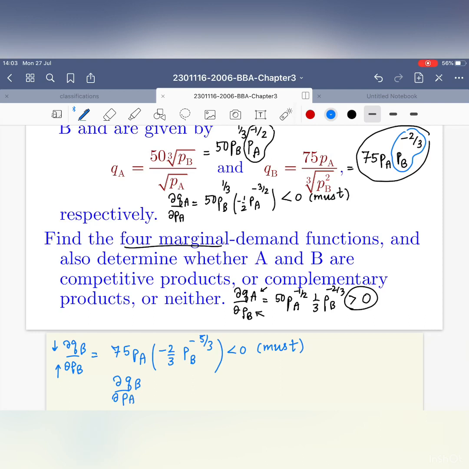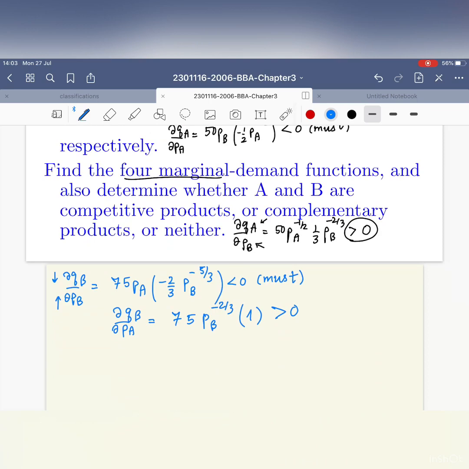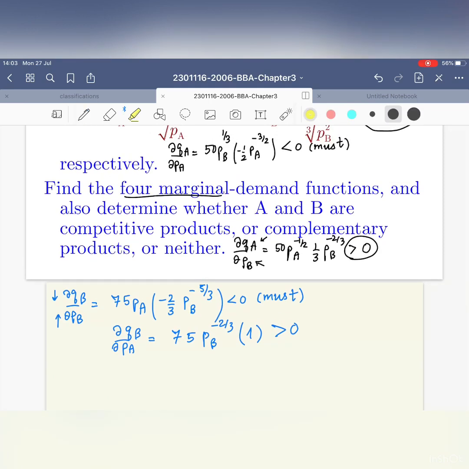How about your derivative with respect to another price PA? So here is PA, so your 75 PB raised to the power negative 2/3 has nothing to do with it, but this one, a derivative is 1. So again, if you take a look, here is positive, the price is positive, this one is also positive, so here is positive. What does this mean? It means that you have the QA with respect to the price B is positive, together with the QB with respect to the price A also positive, okay.